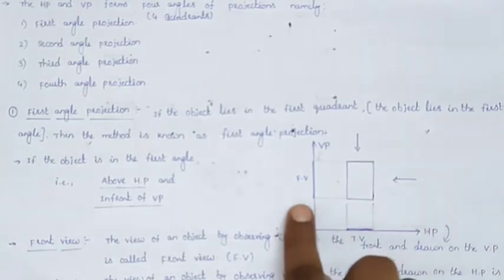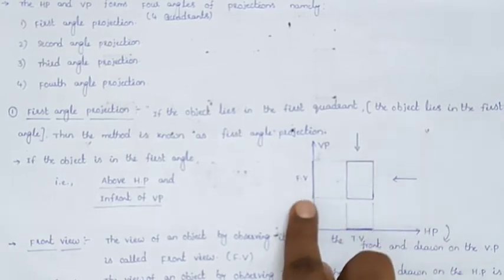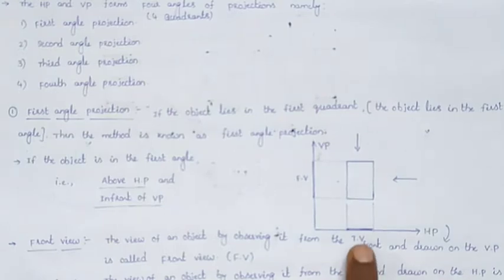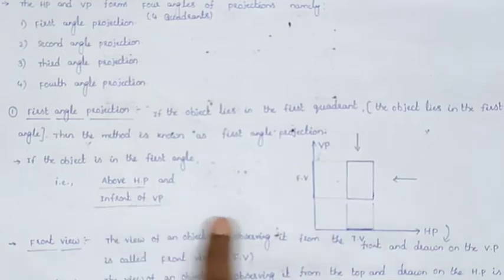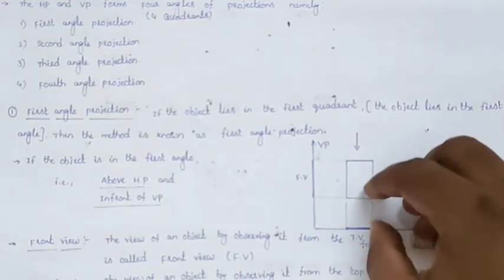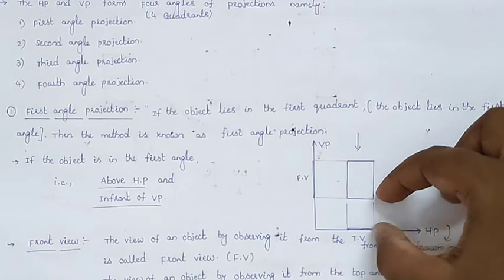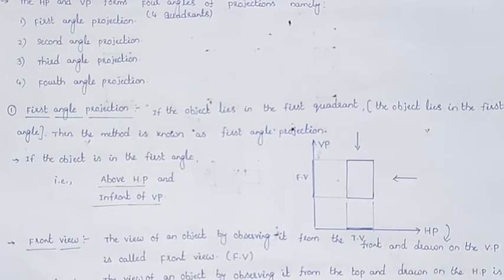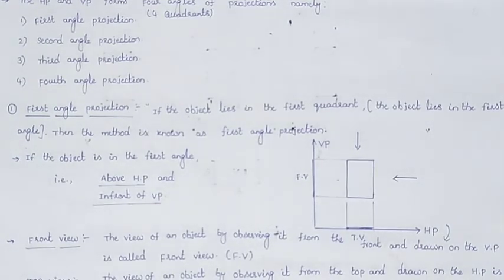Whenever an object is seen from the front, we get a line here, and whenever an object is seen from the top, we get the top view on the horizontal plane. When the object lies in the first angle, the position of the object is above HP and in front of the VP. This is very, very important. By using the position of the object, we can solve different problems in different methods.